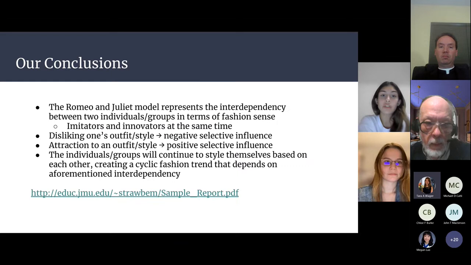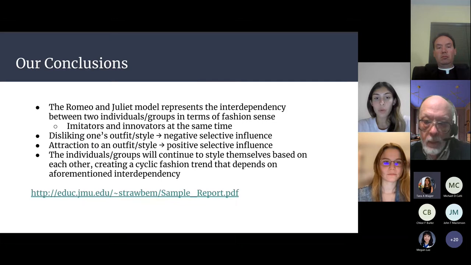And then conclusions. So our model represents the interdependency between two individuals in terms of fashion sense. Layla and I are both imitators and innovators at the same time. One of us starts off wearing something, and depending on whether I like it, I'm going to wear it. And if she doesn't like it, then she's not going to wear it. And it just goes around in a cycle like that.